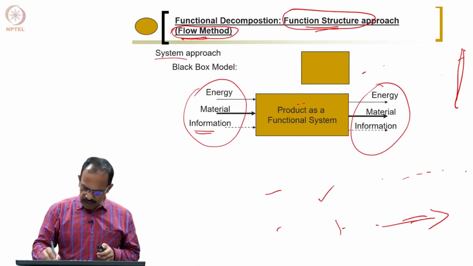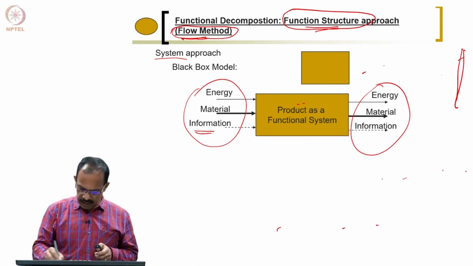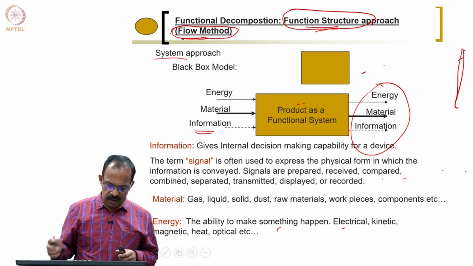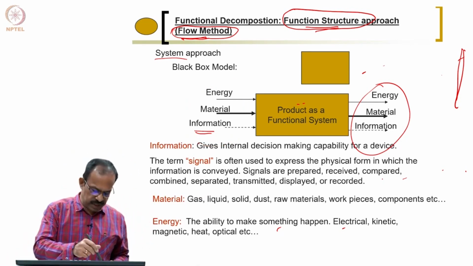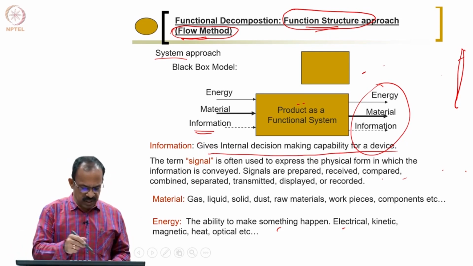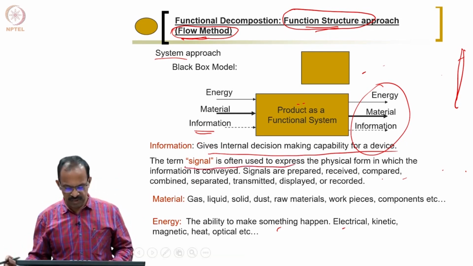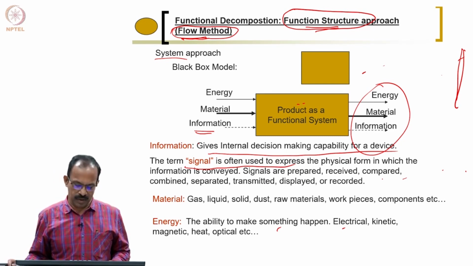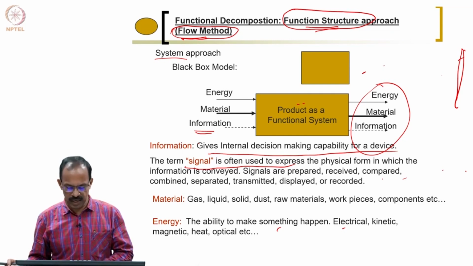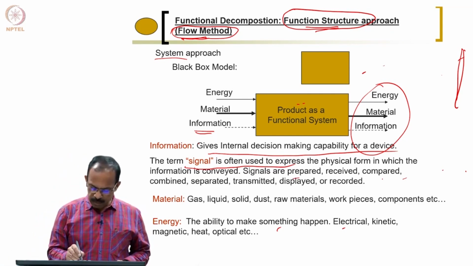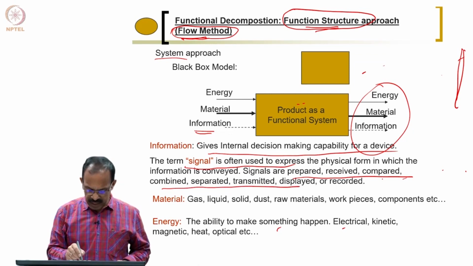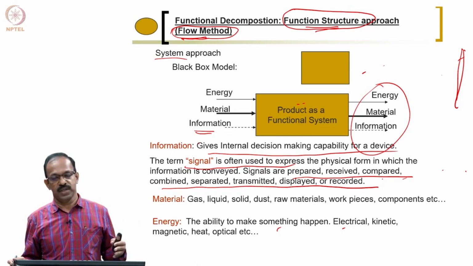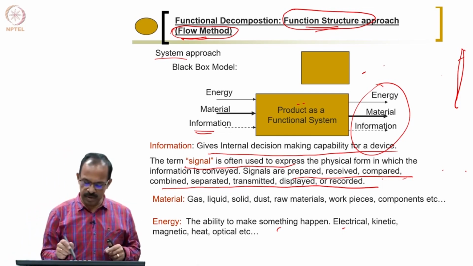Now, what are this material and energy? I already explained it. Information gives the internal decision making capability. The information or the signal gives the internal decision making capability, and the term signal is often used to express the physical form in which the information is conveyed. So, signal is the common form in which the information will normally be conveyed, and signals are prepared, received, compared, combined, separated and transmitted, displayed or recorded inside the product. So, the signal can be transmitted, recorded or displayed; many things can happen inside.